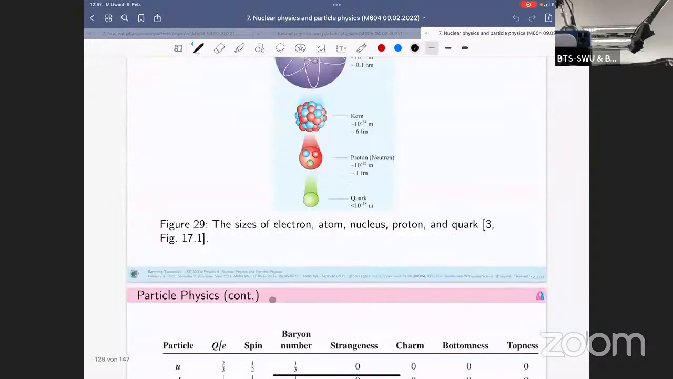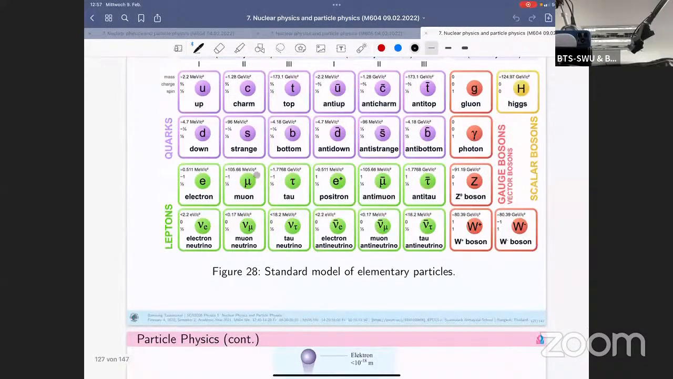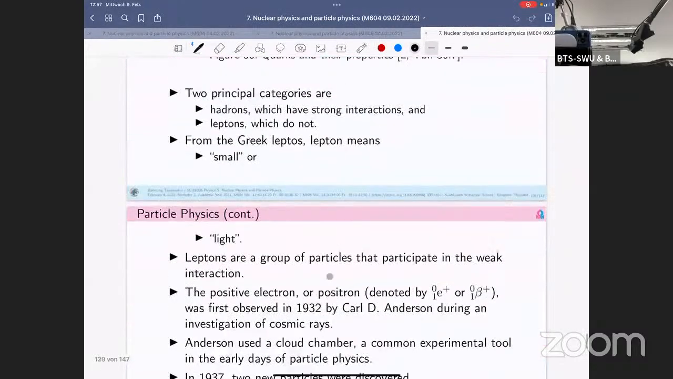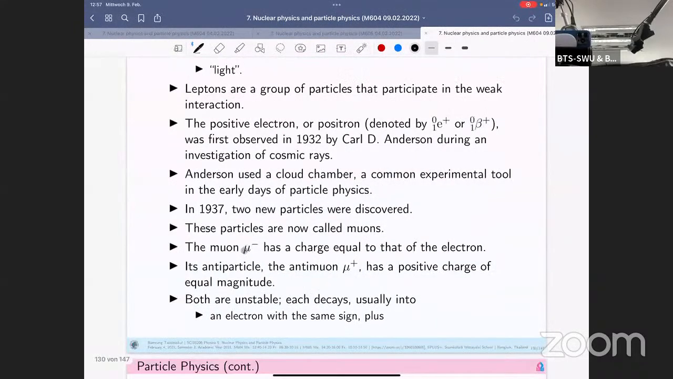The muon is usually denoted by the letter mu, but you may use the same convention as the electron, with a superscript on the right as a negative sign, because we just want to represent a -1 charge. The typical muon is denoted by mu with a negative superscript, and it has a charge equal to that of the electron. Its antiparticle, the anti-muon, is denoted by mu plus instead of minus, and has a positive charge of equal magnitude.